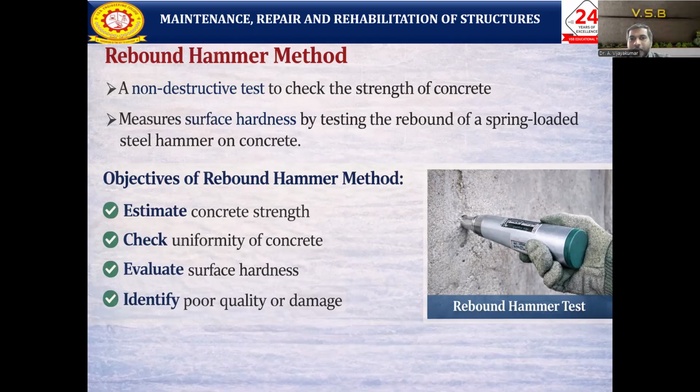So this rebound hammer measures the surface hardness by testing the rebound of the spring-loaded steel hammer on the concrete. For this hammer, having a steel loader, this steel loader rebounds and shows the rebound values. Based on the rebound values, using the graph, we can find out the strength of the existing concrete. What is the main objective of the rebound hammer method?